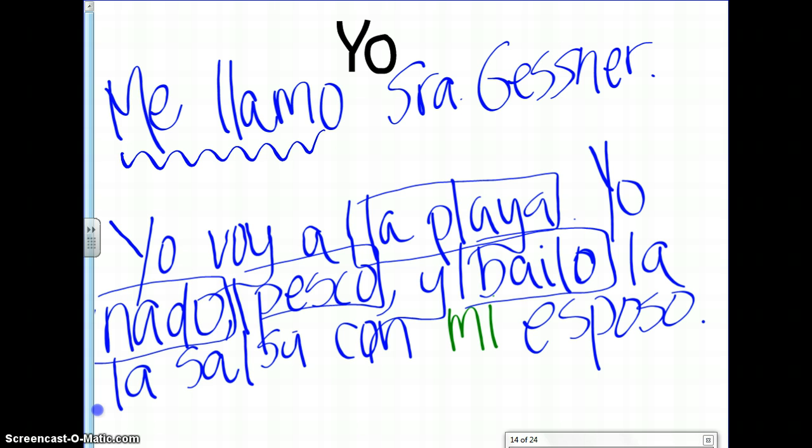Essentially, everything else is an extra use of vocabulary words. Me llamo would be an extra use of vocabulary words. Voy a would be an extra use of vocabulary. La salsa would be an extra use. Mi esposo would be an extra use. All these are in addition to what I absolutely need. So 1, 2, 3, 4 extras just on this page so far. What else could I add?